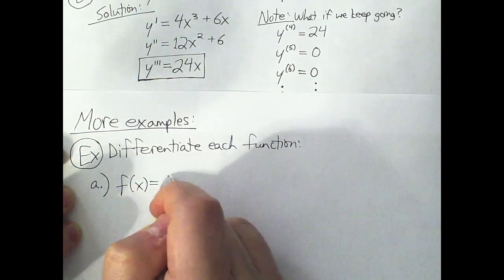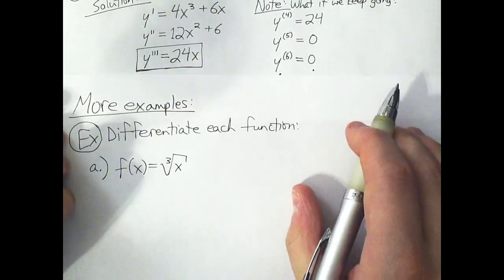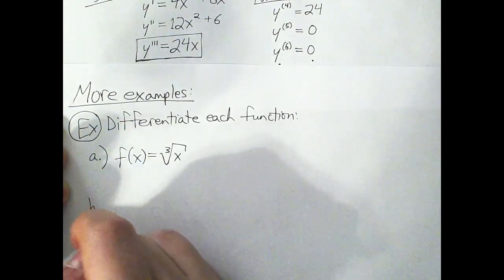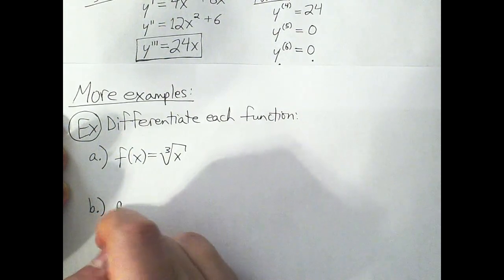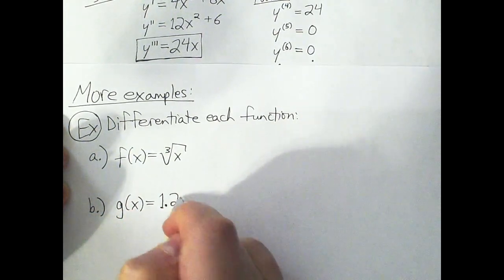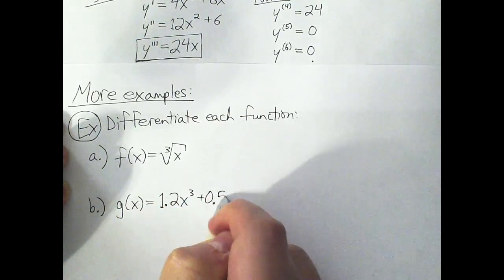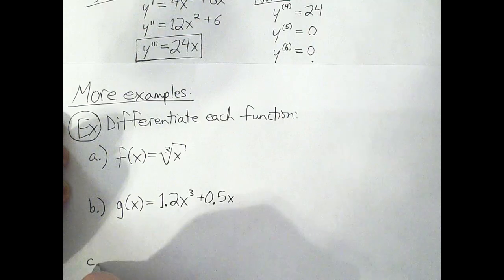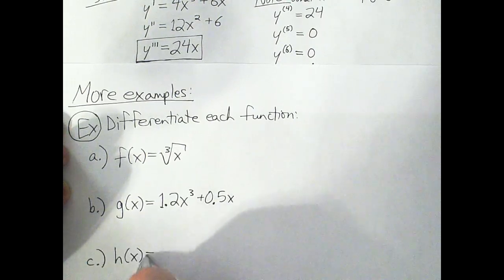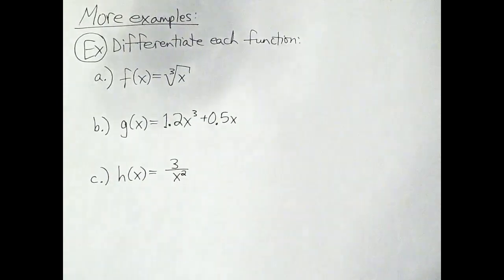First function is going to be the cube root of x. I'm going to wind up doing that one for us. Second function is going to be g of x equals 1.2x cubed plus 0.5x. And the third one is going to be h of x equals 3 over x squared. Now, I'll do the first one.